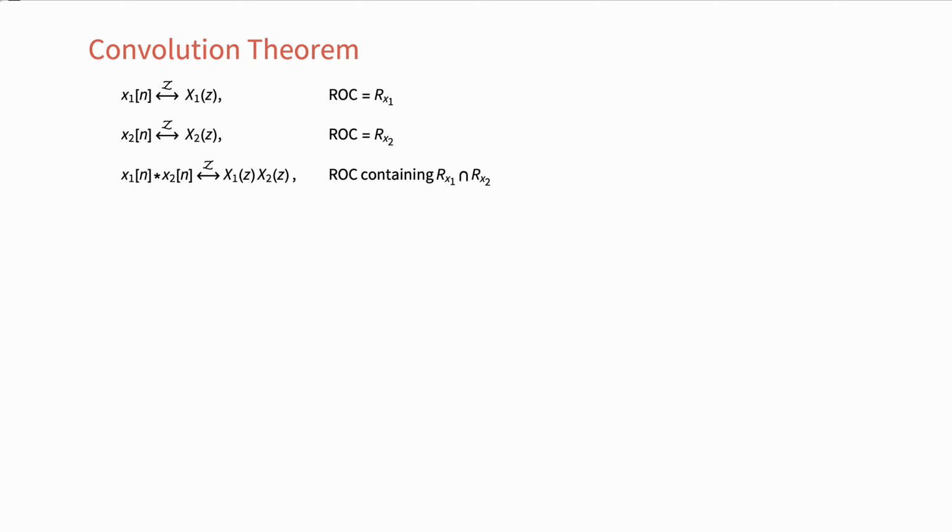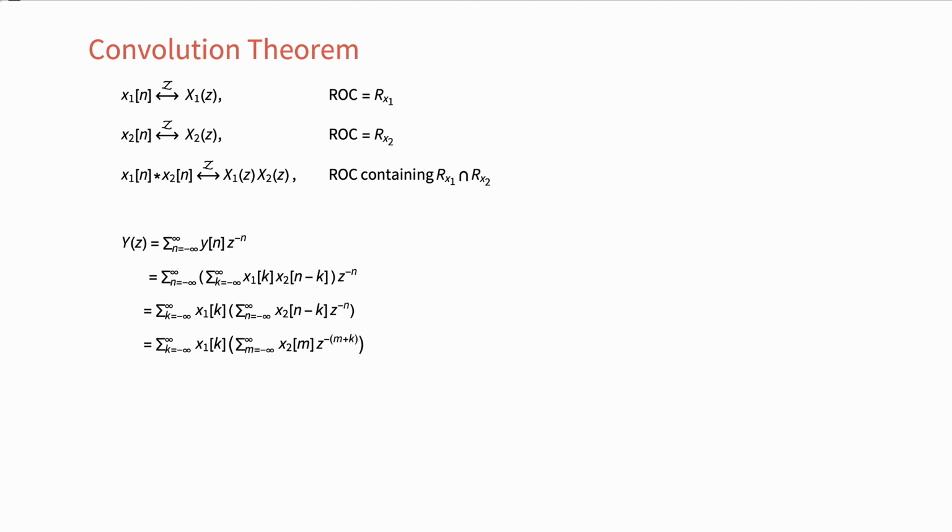The last theorem that we cover in this lesson is the convolution theorem. Given two sequences, x1 and x2 in time domain and their z transforms, with ROCs denoted by Rx1 and Rx2 respectively, the z transform of the convolution of the two sequences in time is equal to the product of the z transforms of the two sequences, with ROC containing the intersection of the two ROCs.